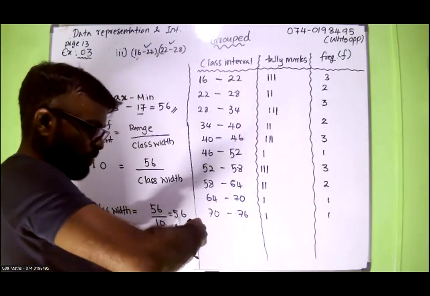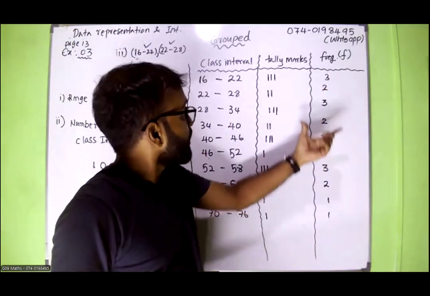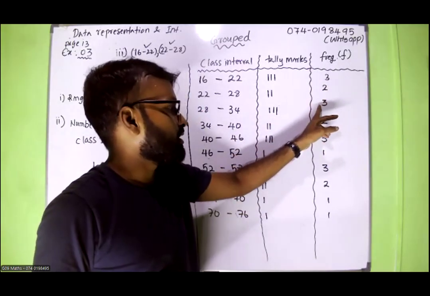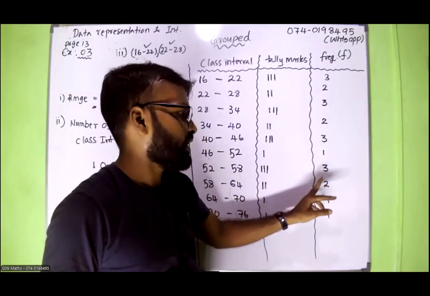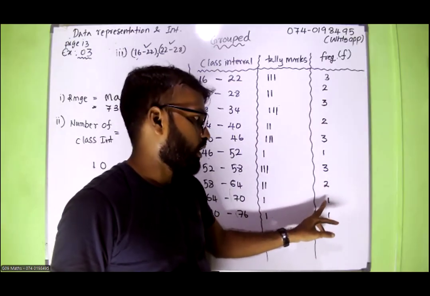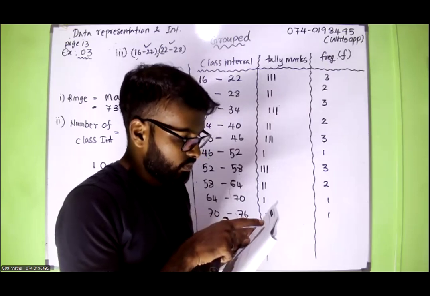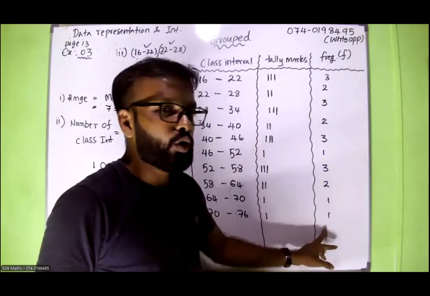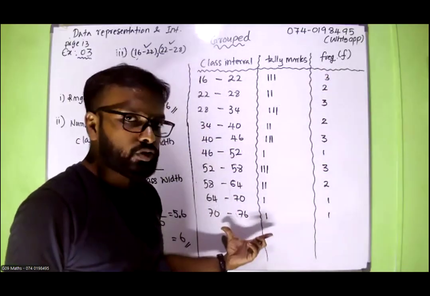So if you want, you can calculate the frequency. 3 plus 2, 5. 5 plus 3, 8. 8 plus 2, 10. 13. 13 plus 1, 14. 17. 17 plus 2, 19, 20, 21. So let's check how many data are there: 1, 2, 3, 4, 5, 6, 7. 7 into 3, 21. So altogether 21 data should be there. It matches perfectly.